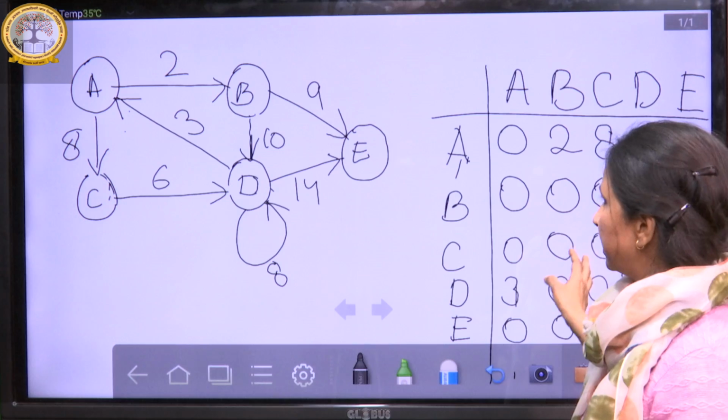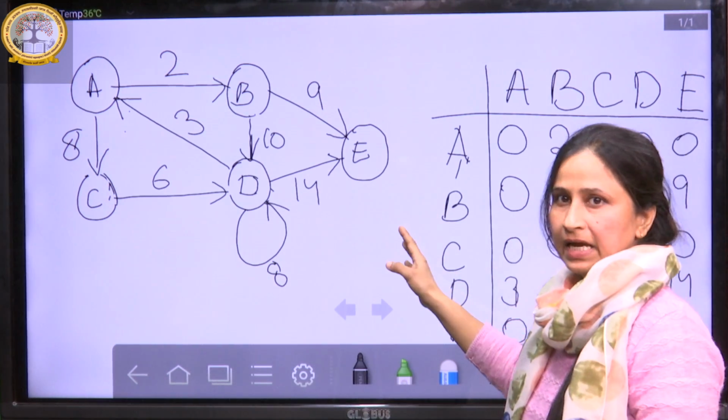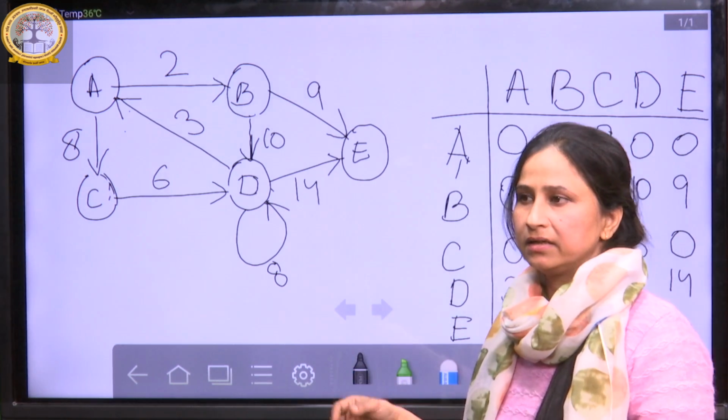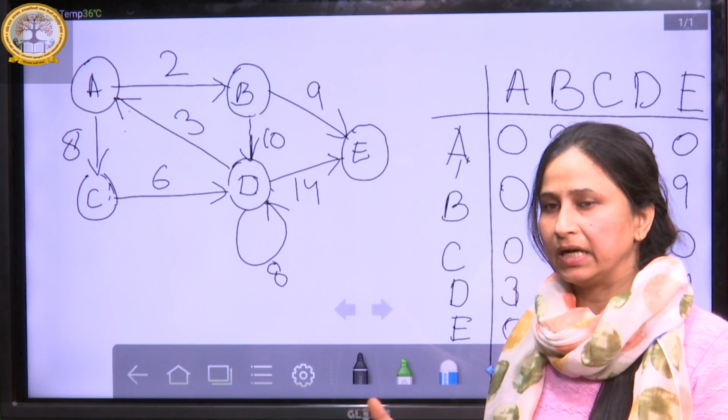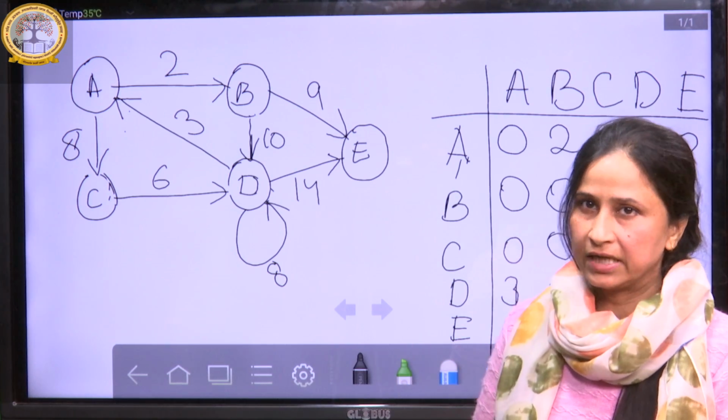This is the adjacency matrix for the weighted graph, and we will continue this topic, and in the next video I am going to discuss the adjacency list. Thank you, students.